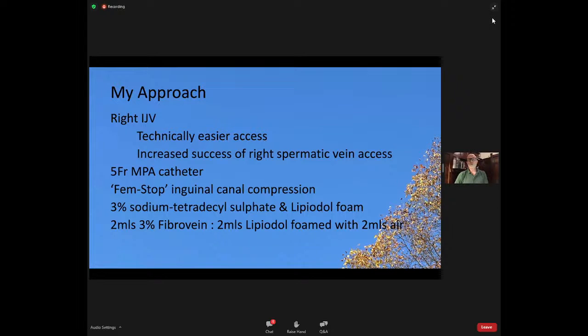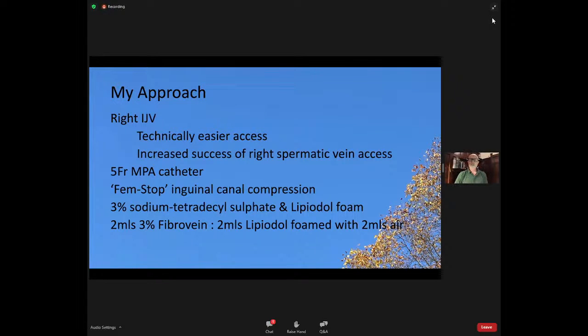We also choose the right internal jugular vein because we think it's much easier access, and certainly our success rate of right spermatic vein access is significantly higher with the jugular vein approach compared to a femoral approach. And I'm not saying that it's incorrect to do a femoral vein. Many interventional radiologists will be very successful with a femoral vein approach. We use a 5 French MPA catheter. We also use a Femostop on the inguinal canal, and I'll talk about that a little bit later.